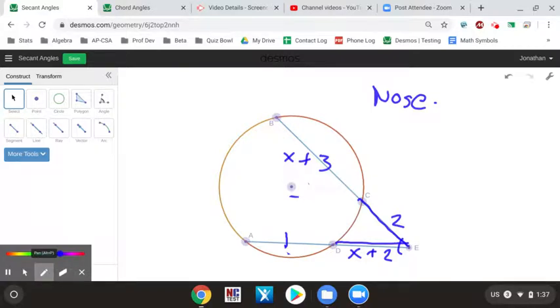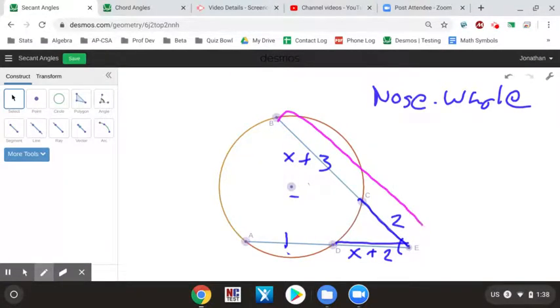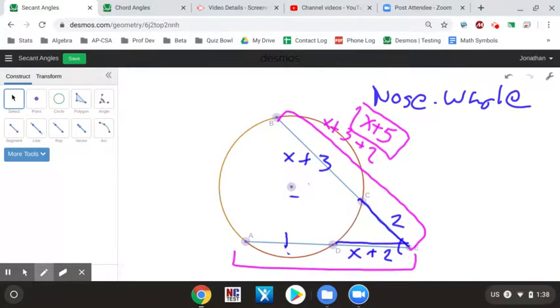So if I have a nose times the whole, I know my nose piece here is 2, but they did not give me my whole piece. They gave me this as x plus 3, but I have to take time to find out my whole piece. If I do x plus 3 plus 2, that whole piece is equal to x plus 5. So that's what I'm going to need to use for the whole on this one. On this one, the whole piece would be an x plus 2 plus 1 more, which would be an x plus 3.